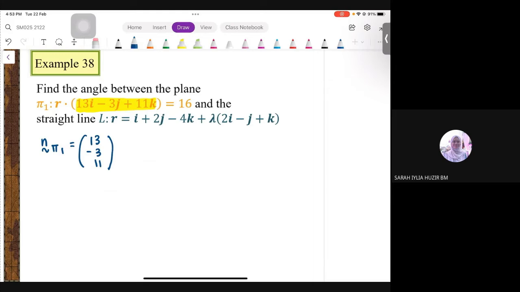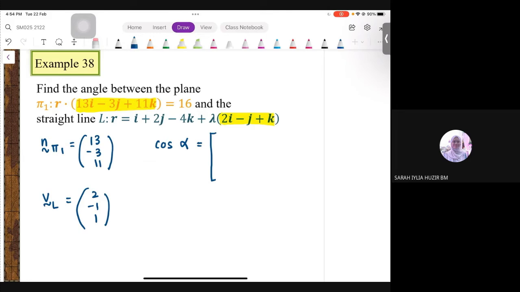So that is straight line. Remember the formula of straight line, r equal to a plus tv. Here they use the scalar of lambda. It won't affect our equation. Means our direction vector, or v in this case, is the vector at the back. So our v for L in this case is 2, negative 1, 1. Once we obtain these two, straight away substitute into the formula cos alpha. Remember, in order to avoid careless mistake or any confusion, just make sure you use different notation. Not necessarily alpha. If you want to use beta or gamma or any other constant, it's okay.